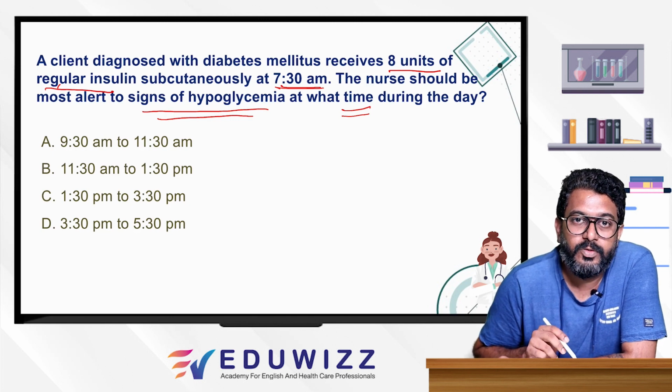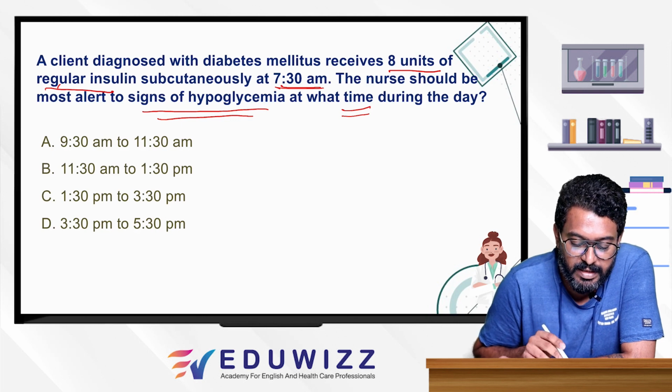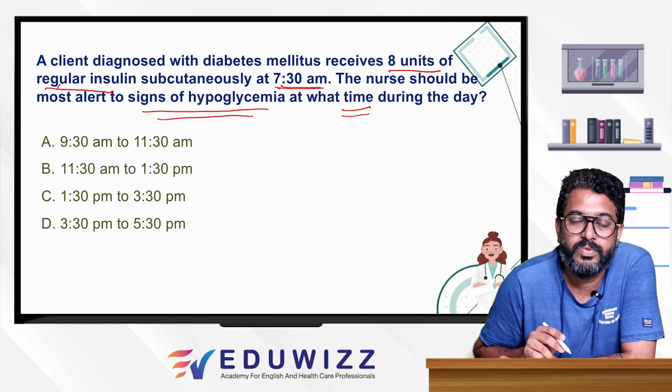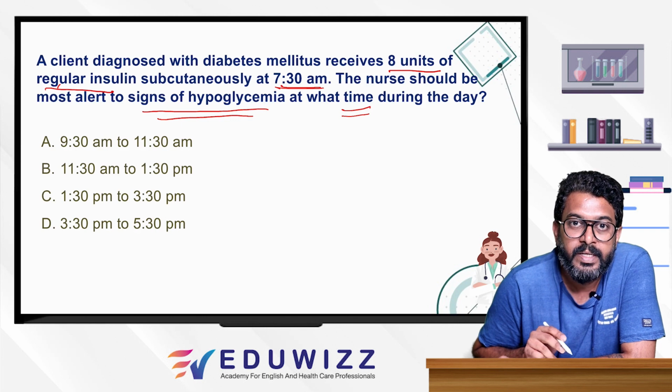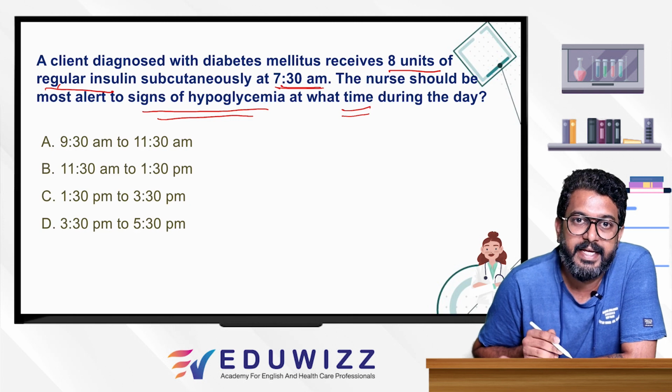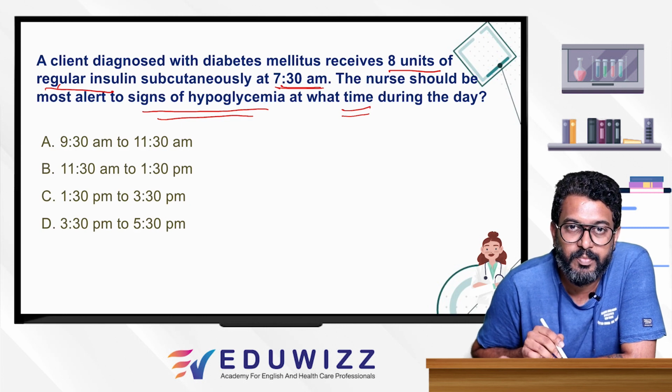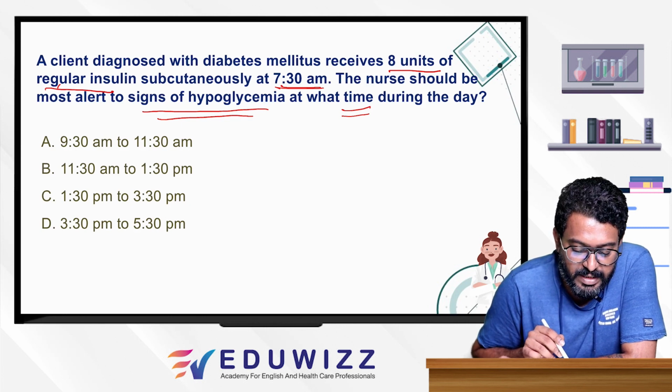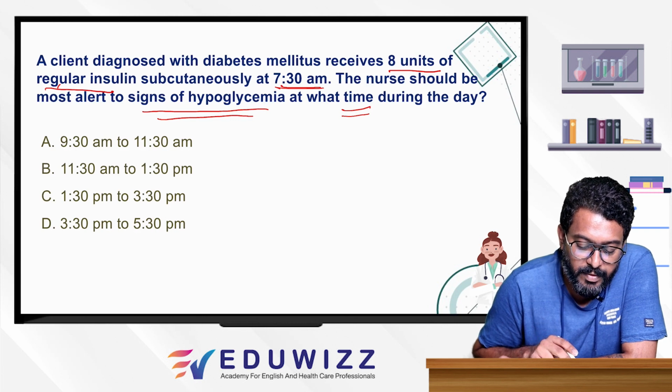To prevent this hypoglycemia, we provide snacks for the patient. These are the important things. I will tell you once again: you should know the peak hours of regular insulin. During the peak hours of every insulin, the patient might develop hypoglycemia because of the high action of insulin. At that time, you provide some snacks for the patient to prevent hypoglycemia. So here the question is, at what time should the patient be assessed for hypoglycemia?